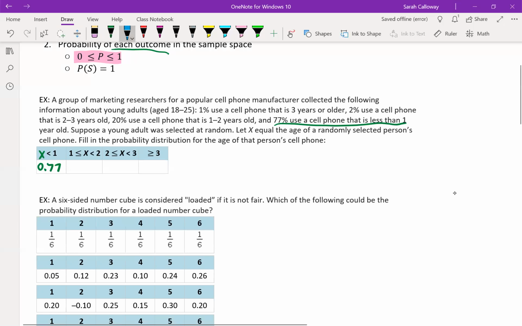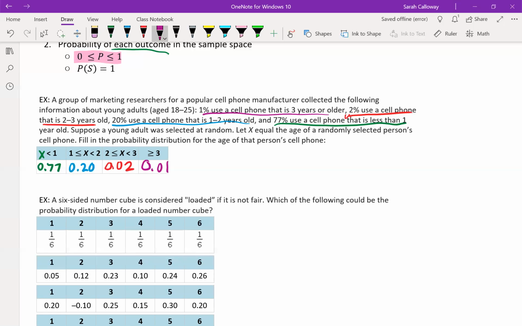The next one is that the age of the cell phone is a year to 2 years old, which is 20%. So 20% written as a decimal, if I move that decimal 2 to the left, is 0.20. 2% use a cell phone that's 2 to 3 years old, so between 2 and 3. If I move the decimal 2 to the left, that's going to be 0.02. And then finally, 1% use a cell phone that's 3 years or older, so that's going to be 0.01.